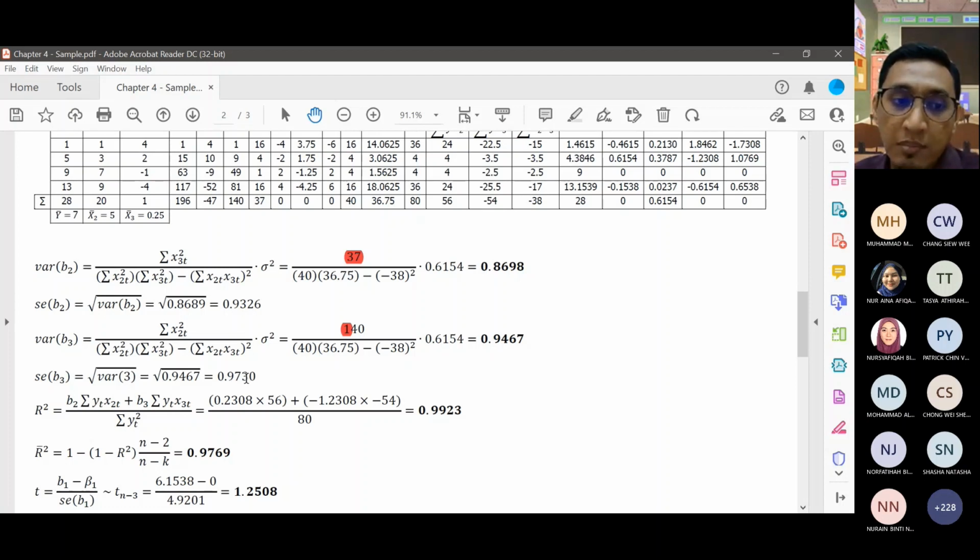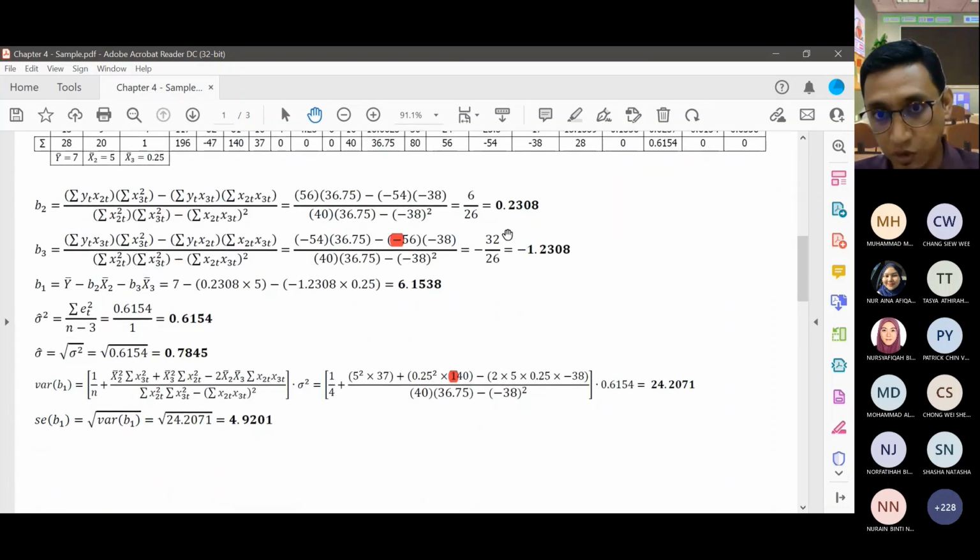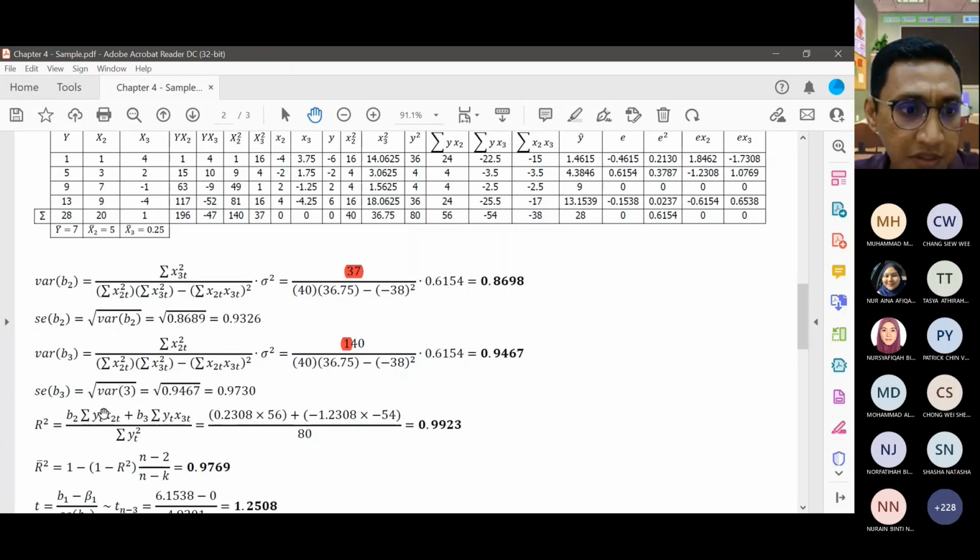Of course, we can proceed in estimating the R squared, which is the coefficient of determination. So here you can see that the coefficient of determination follows this formula. That formula is B2 times the sum of y times x2 plus B3 times the sum of y times x3. That B2 is the same B2 that we have estimated before, 0.2308 times 56. 56 is the sum of y times x2. This time it is correct. Plus B3, the same B3 that we have estimated just now. So it is very important for you to determine B2, B3 first, and then B1 also. So here we have negative 1.2308 times the sum of y times x3, this negative 54 here.